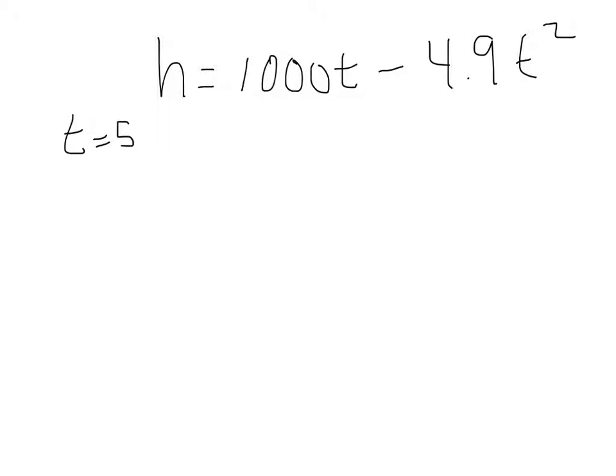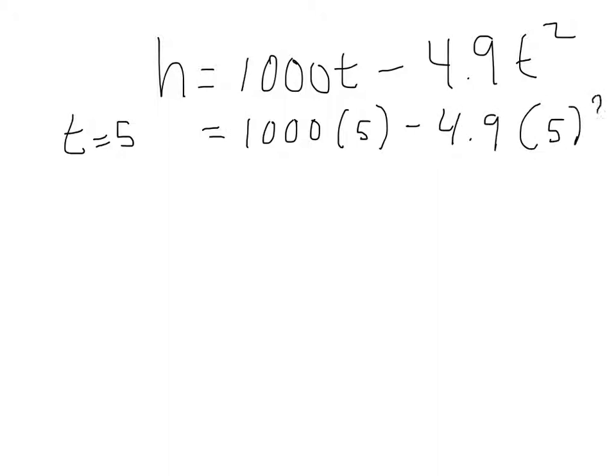So if t equals 5, how does that change our question? A lot of the issues are going to be with people not knowing how to put that 5 back into the question. You really just put the 5 where the t is. So 1,000 and a 5 there where the t was, minus 4.9 times 5 where the t was squared.